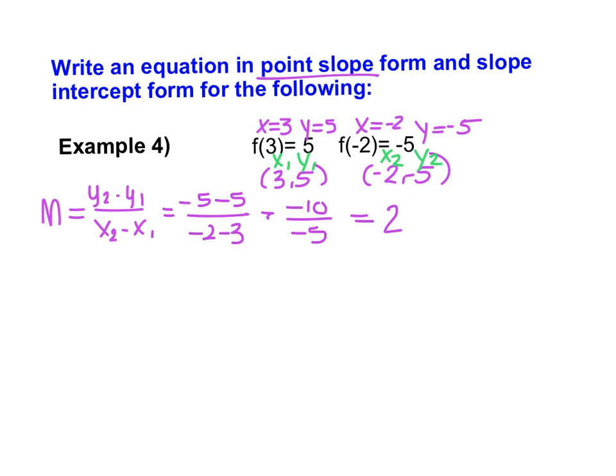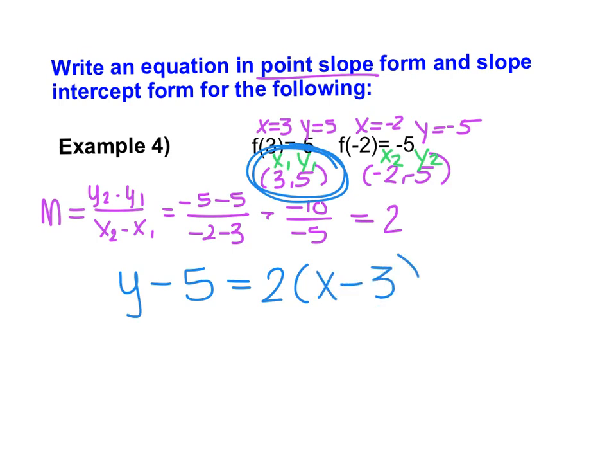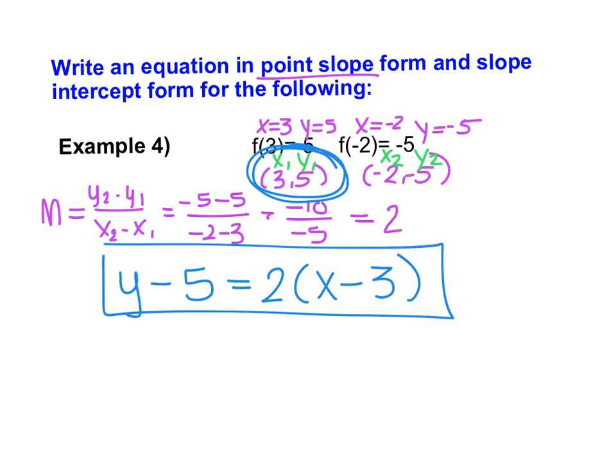So then we're going to move forward and write this into point-slope form. So all we need to do is pick a point. I'm going to pick this point to start just because it has some positive values, and those tend to be a little bit easier to work with. So for point-slope form, we do y minus our y-coordinate of 5 is equal to our slope of 2 times, in parentheses, x minus our x-coordinate of 3. So here we have our point-slope form.